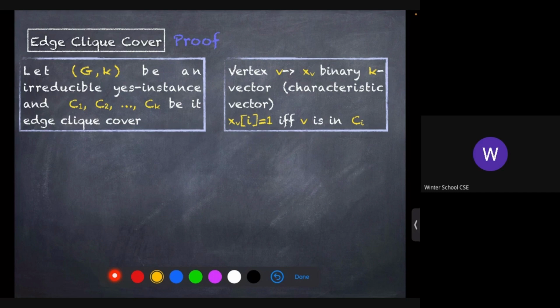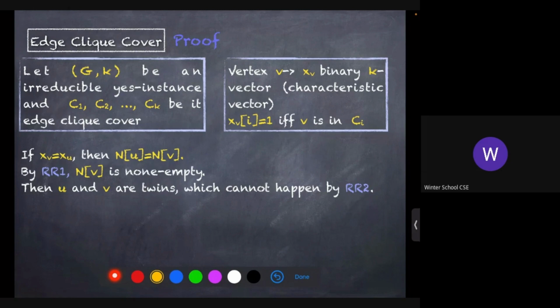Now the observation is: if I have two vectors which are equal, what does it mean? By this definition, it means that they have exactly the same closed neighborhoods. Now, because I was applying the first reduction rule, removing vertices of degree 0, I know that each of these vectors is non-empty.